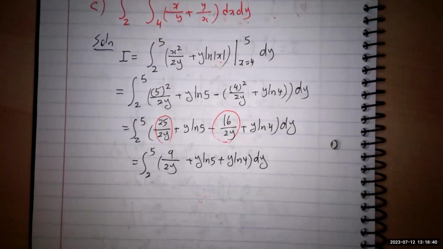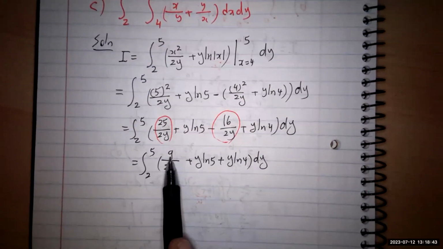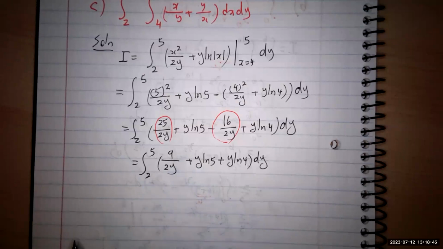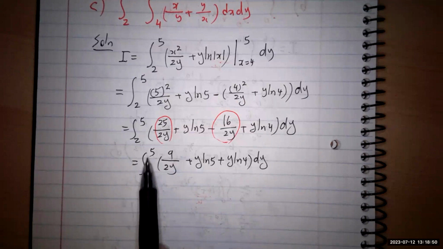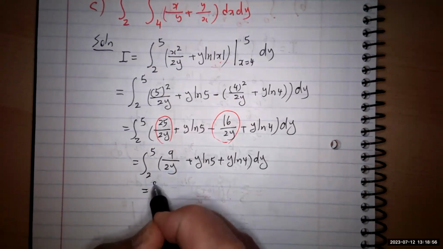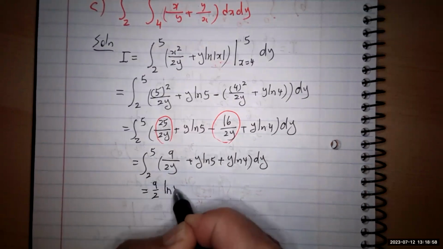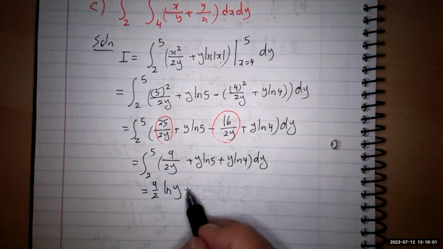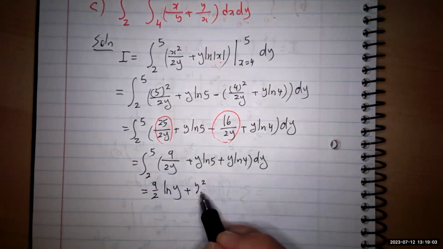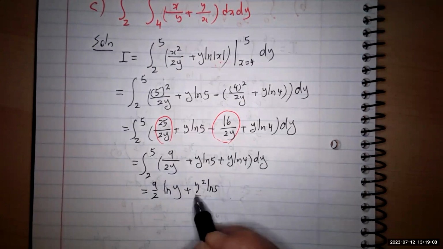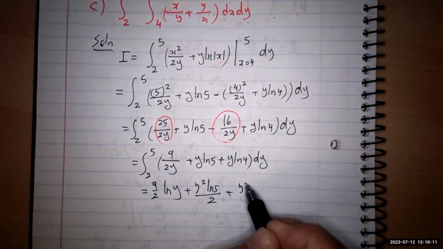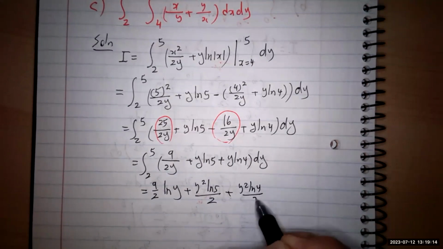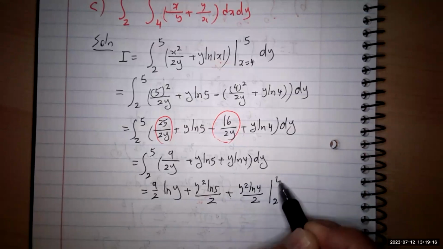Now integrate with respect to y. It's 9/2 of the 1 over y. 1 over y would be ln y. You don't need the absolute value because the interval is positive. So this would be 9/2 of ln y. And of course, this is going to be y squared, y squared ln 5 over 2, and this is going to be y squared ln 4 over 2. That's going to be evaluated from 2 to 4.